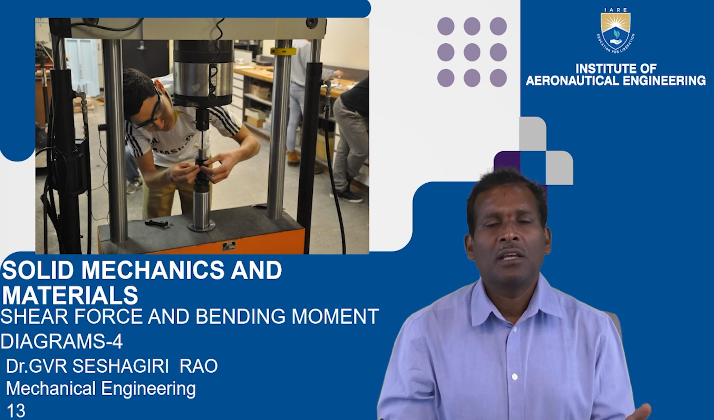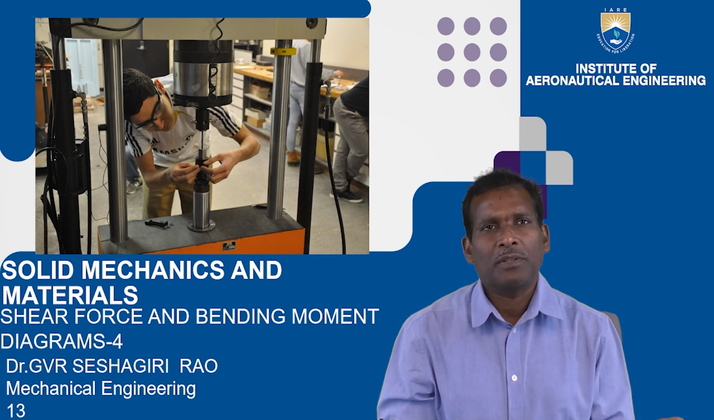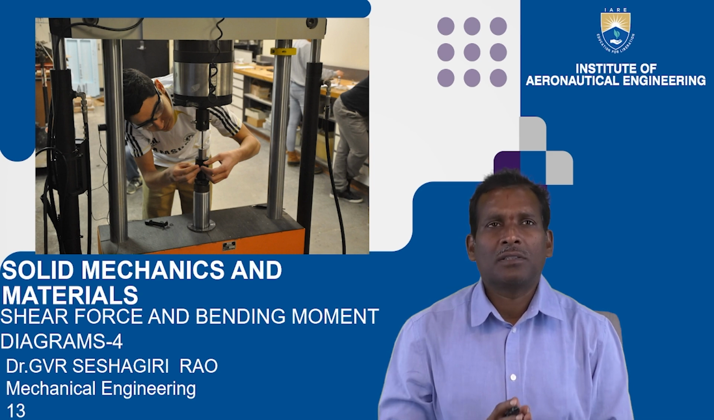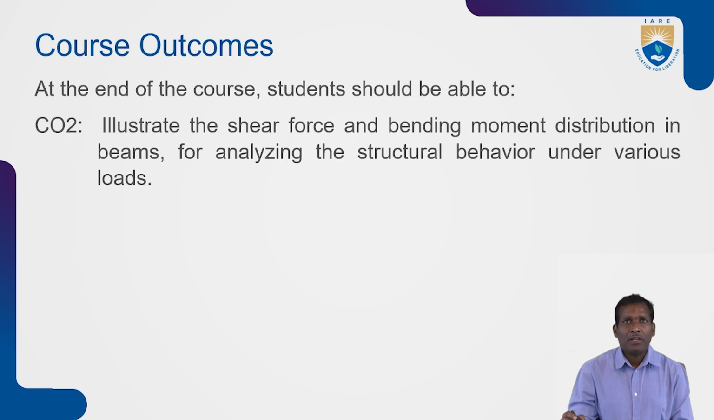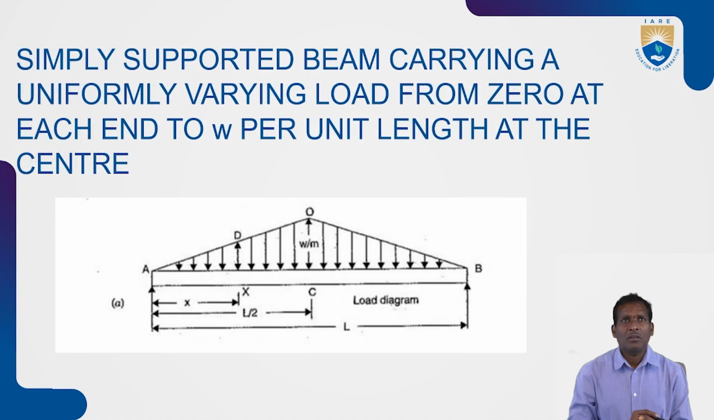We have seen cantilever beams and simply supported beams, with point load, without point load, with UDL, and combinations of these two in previous sessions. But in this session, I want to explain the shear force and bending moment diagrams for a uniformly varying load from 0 at each end to W per unit length at the center.